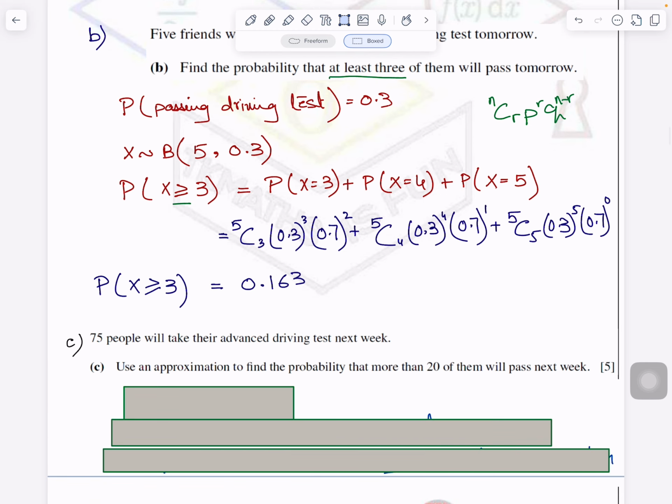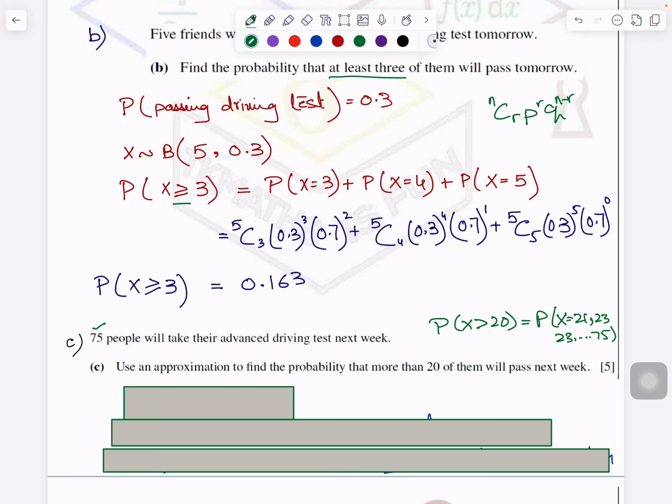Last part, 75 people will take their advanced driving test. Now again, it is fixed, 75 people. Use an approximation to find the probability that more than 20 of them will pass the test. So if I start using it, because it is again a binomial distribution case, if I start solving X greater than 20 and go up till 75 exactly by the method I have done in part B, then it will become the probability of X equals 21, 22, 23 up till 75. I think it will take many hours to complete it.